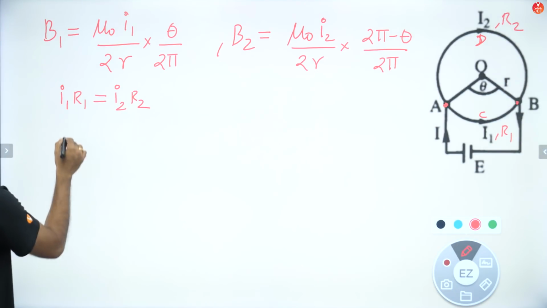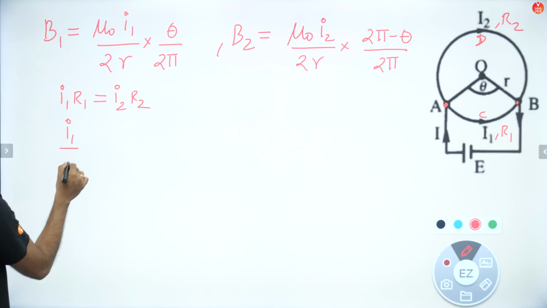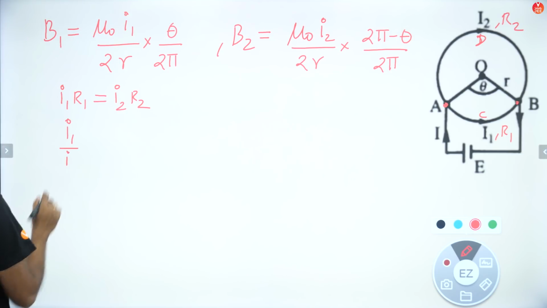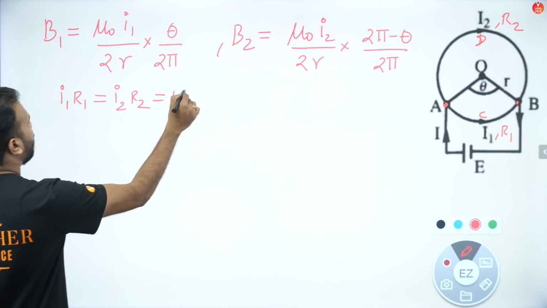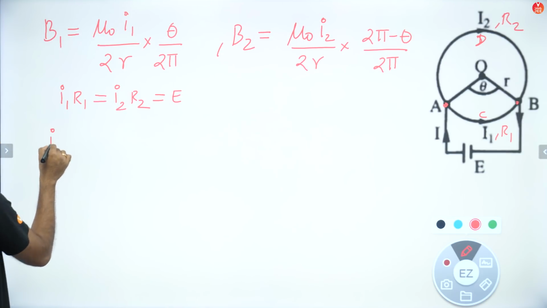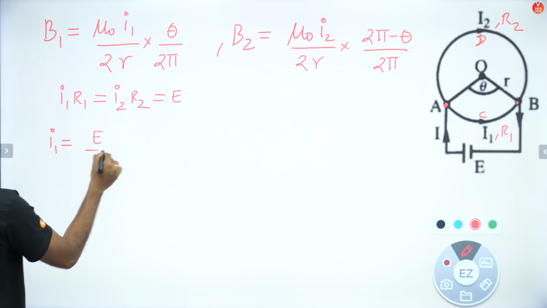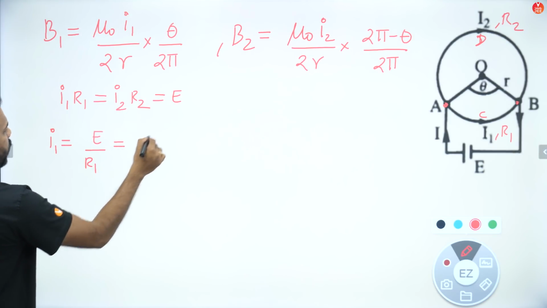Okay guys, that means what? The value of I1 by I2 is going to be, or rather if we say that these values are equal to E, then I can say that I1 will be equal to E by R1, and that is what?